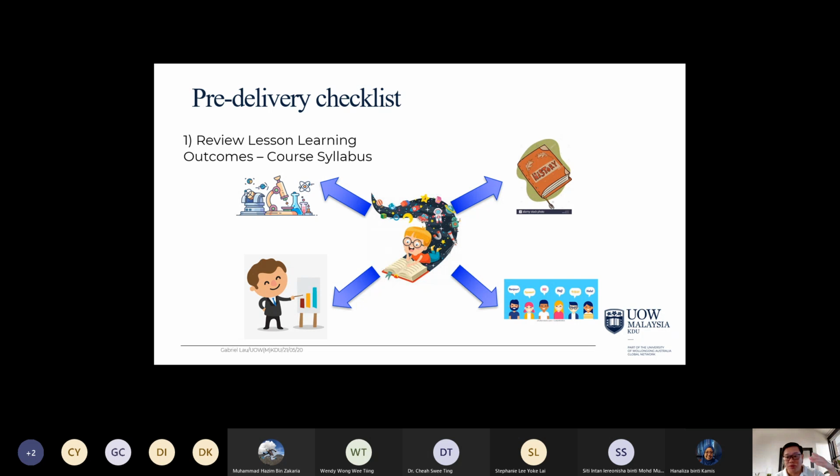It could be something to do with science, business, language, or history. So what is the lesson learning outcome of this particular lesson? The reason is that different learning outcomes may have different delivery methods. You get it? Different learning outcomes will have different delivery methods.